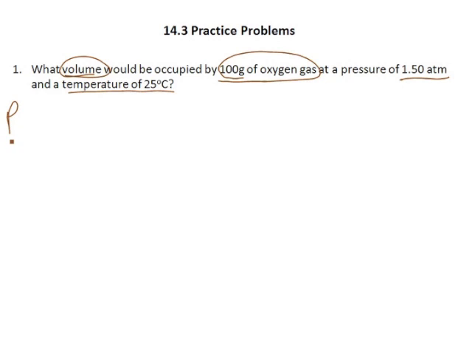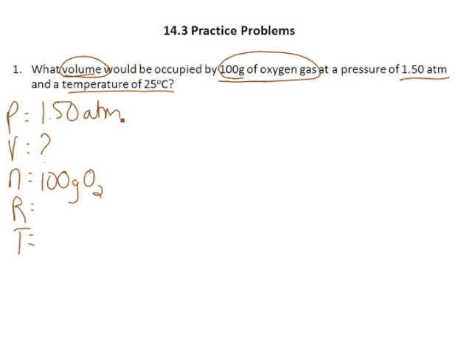And here we go. It says, what volume would be occupied by 100 grams of oxygen gas at a pressure of 1.5 atmospheres and a temperature of 25 degrees Celsius? So here's our P, V, n, R, T. Our volume, what volume, that's our question mark, would be occupied by 100 grams of oxygen, that's our amount, 100 grams of O2, at a pressure of 1.50 atmospheres and a temperature of 25 degrees Celsius. Our R we know is 8.31 liters kPa over mole kelvins.